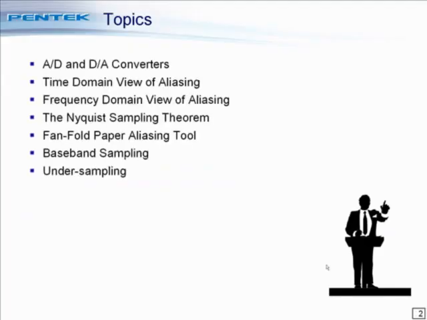We're going to be looking at A to D and D to A converters. We're going to look at the time domain and the frequency domain views of aliasing, a term many of you have heard about. We're also going to review the Nyquist sampling theorem and introduce a convenient fan-fold paper aliasing tool to help you evaluate aliasing issues. Then we're going to look at baseband sampling and then undersampling.